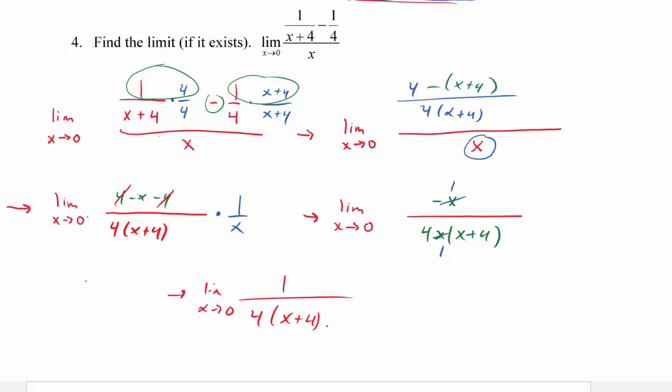And now I'm going to try the limit out and apply substitution. I can do that to any rational function everywhere it's defined, and it is defined at 0. So we get 1 over 4 times 4, and the limit is 1 over 16.